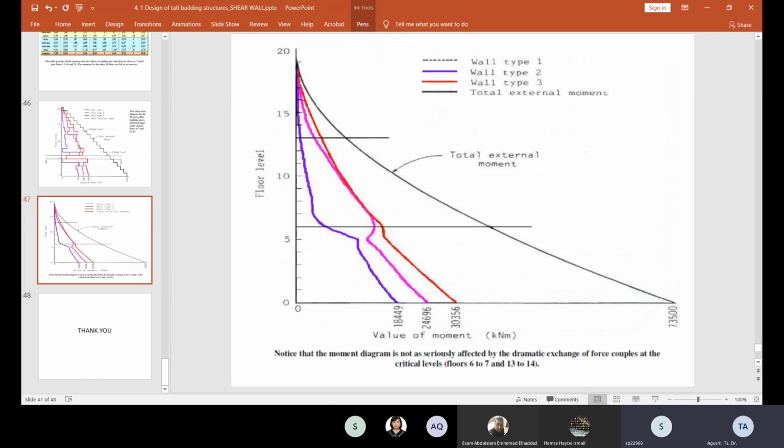That's why I mentioned to you this is the same concept as when we design a cantilever beam or cantilever column. So the maximum moment is at the support, and then zero moment at the end of the beam or column. Okay, in our case at the rooftop of the building.